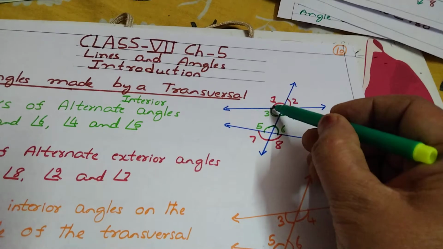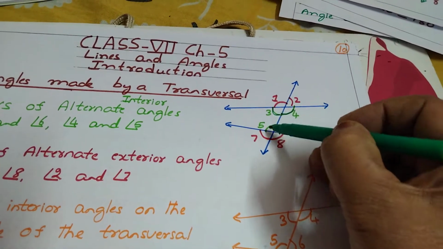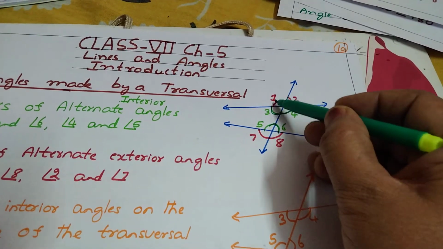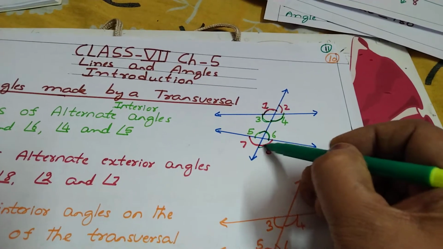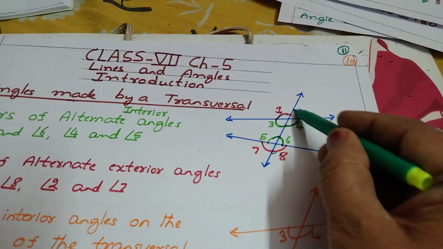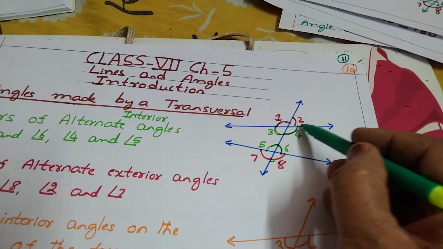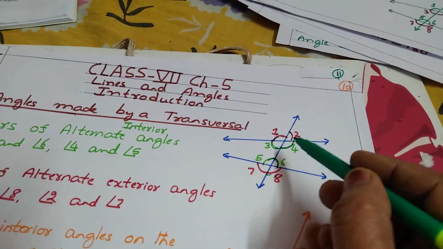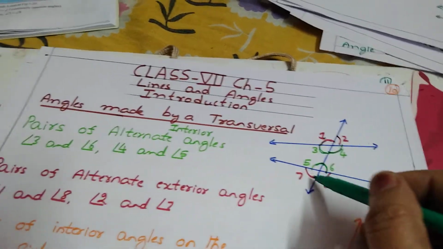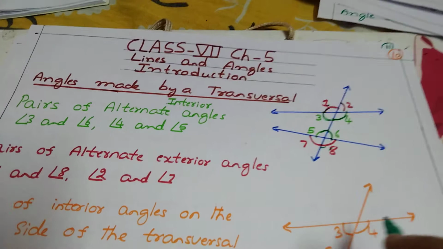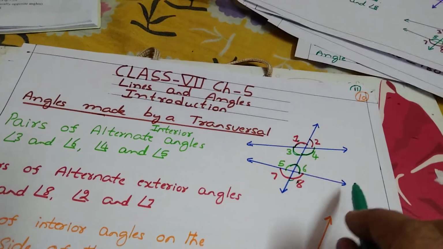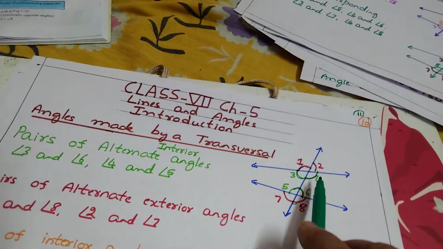Pairs of alternate exterior angles. Here, upside of the line or outside the line. If we take 1 here, 8 is on the opposite side. If we take 2 here, 7 is on the opposite side, also outside. 1 and 8, 2 and 7 are pairs of alternate exterior angles. And all these angles are equal.